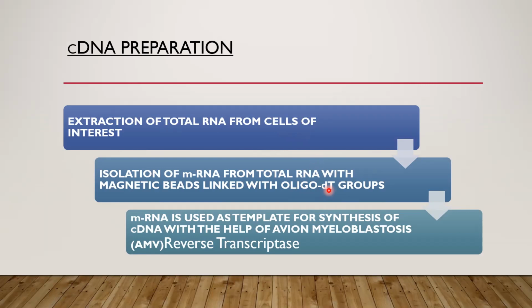That messenger RNA can be further converted to DNA with the help of the enzyme avian myeloblastosis virus reverse transcriptase. This enzyme will help in formation of DNA from messenger RNA. So this is also called reverse transcription, or reverse genetics, because usually from DNA, messenger RNA is produced. This process is called transcription. But when DNA is produced from messenger RNA, this is called reverse transcription.